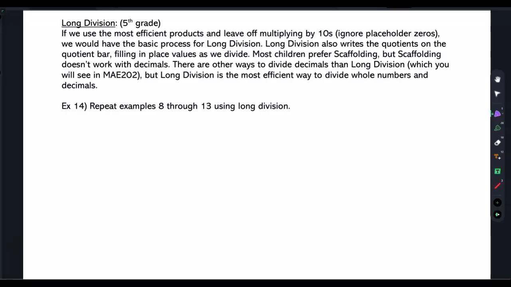So most children prefer scaffolding, but scaffolding doesn't work with decimals, right? There are other ways to divide decimals than long division, which you should see in MAE 202. But this really is the most efficient way, efficient meaning fastest, to divide whole numbers and also decimals. So we're going to repeat all the previous examples, but doing this with long division. This is a new method here.